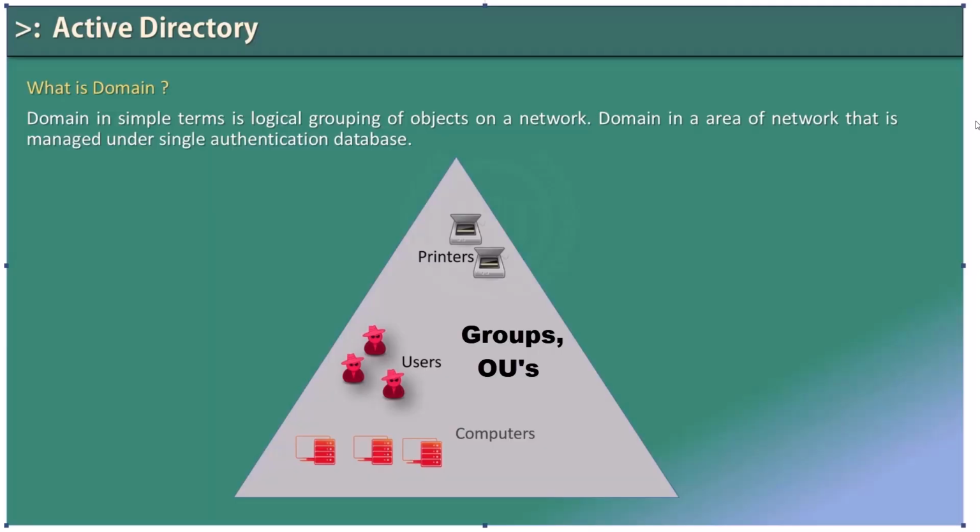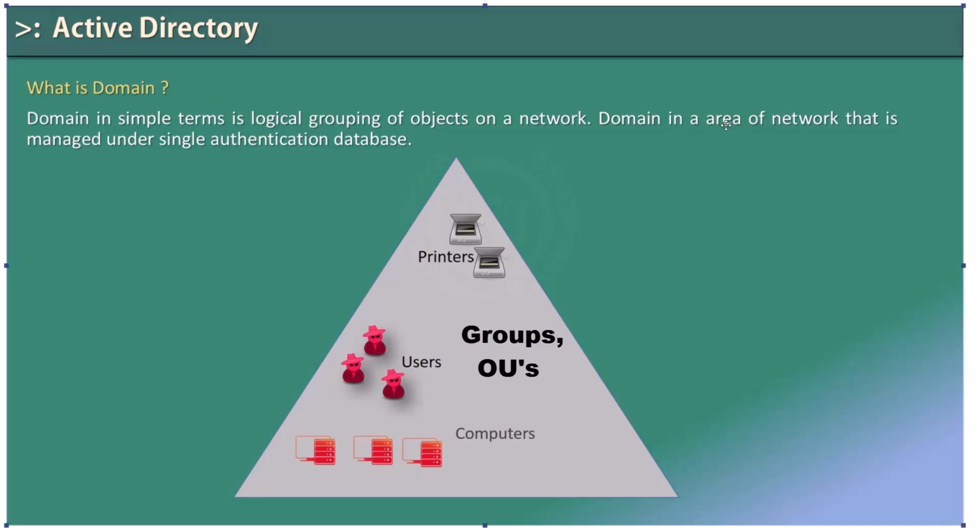Next, domain. So what is a domain in Active Directory? A domain in Active Directory, in simple terms, is a collection of objects. In the previous class, I already told you that everything in Active Directory is an object, whether it's a printer, computer, user account, shared file, or network printer. Everything is an object. So a collection of these objects in an Active Directory is a domain.